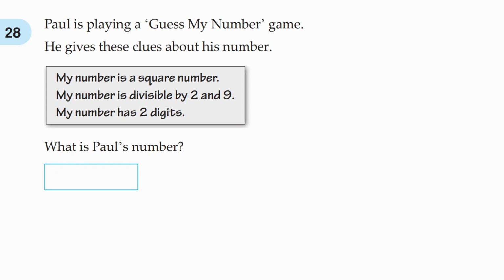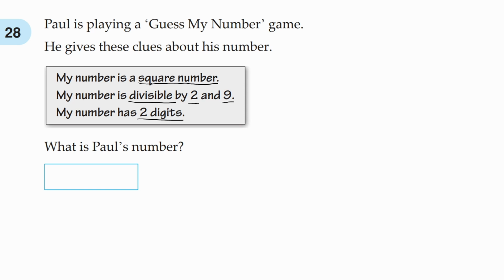Paul is playing a Guess My Number game. He gives these clues about his number. My number is a square number. My number is divisible by 2 and 9. My number has 2 digits. Okay, so we're going to start by writing out all the 2-digit square numbers.